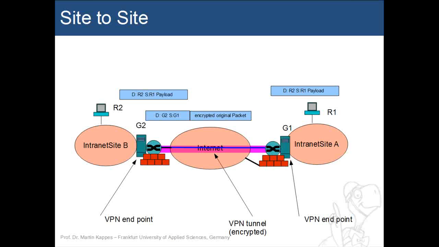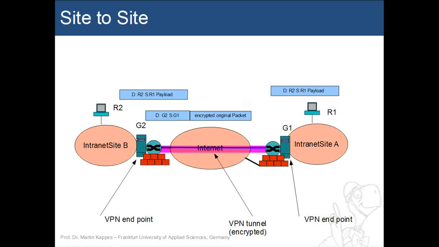So if R1 now sends a packet to R2, what happens is that R1 generates a packet destined to R2, source R1, with a payload. The packet travels to here. Here the packet is actually encrypted and encapsulated into a packet that now is destined to G2, and source is G1, and within this packet we have the encrypted original packet.